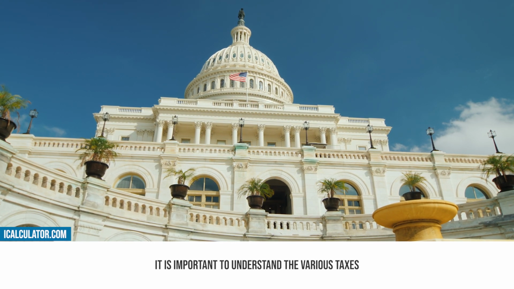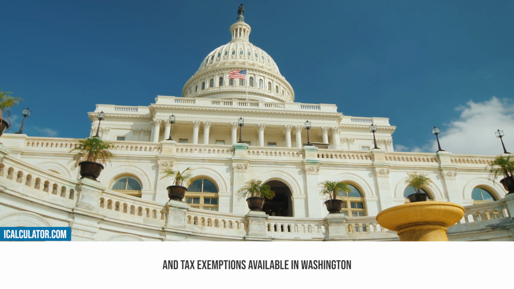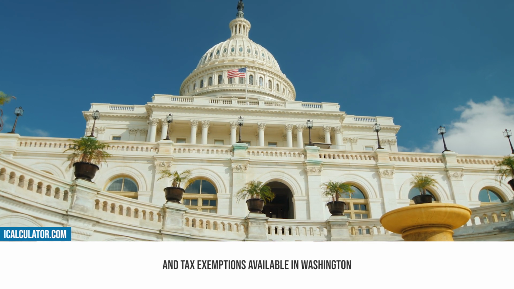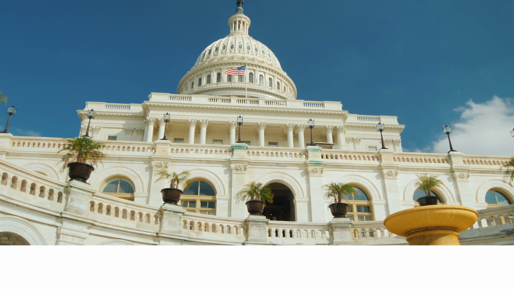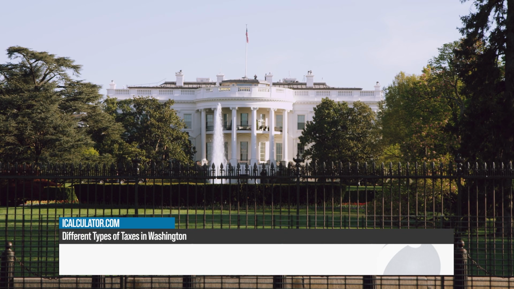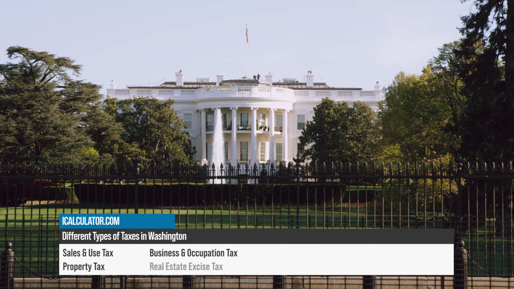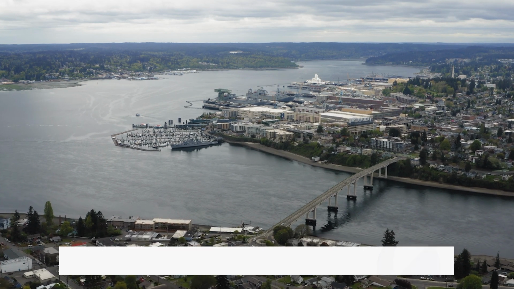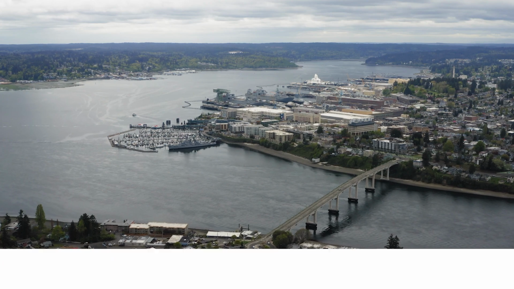It is important to understand the various taxes and tax exemptions available in Washington, so you get the most from your money. First, let's take a look at the different types of taxes. Sales and use tax, property tax, business and occupation tax, real estate excise tax, estate tax, and public utility tax. Now let's take a look at these different types of tax in further detail.